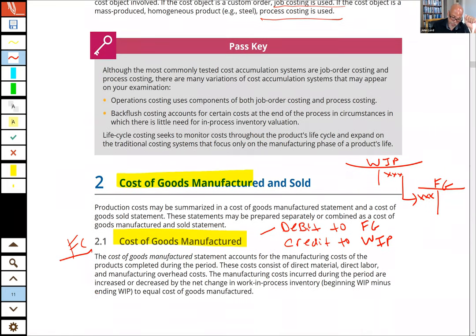Now, what do you debit? So let's do cost of goods sold. What do you debit when you have sold something?